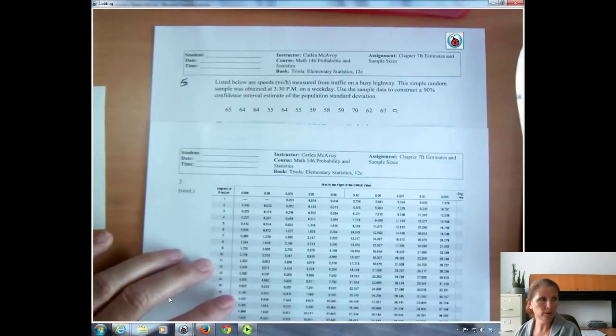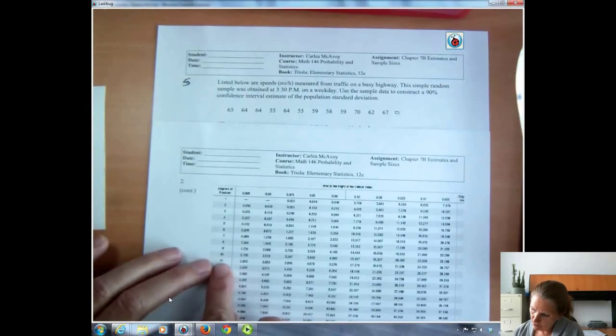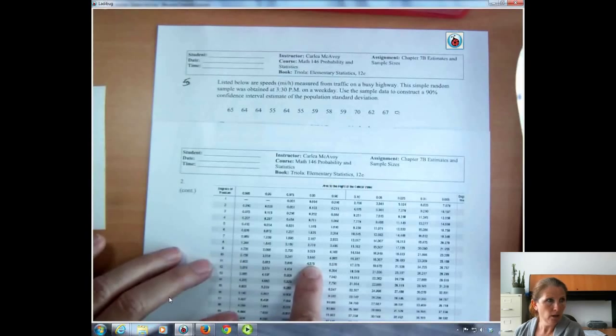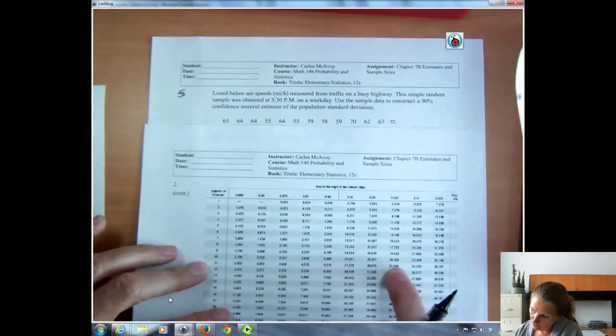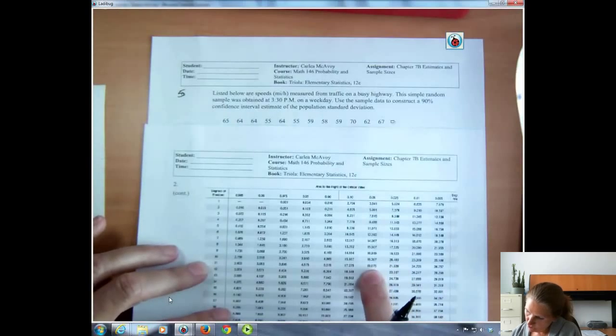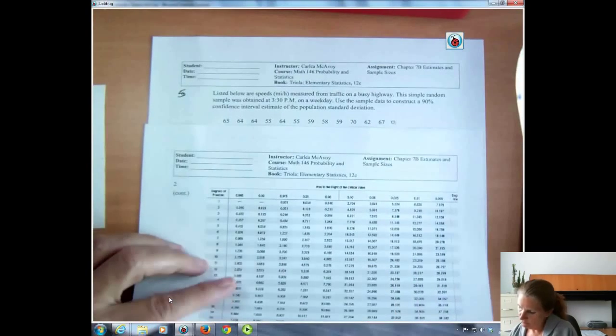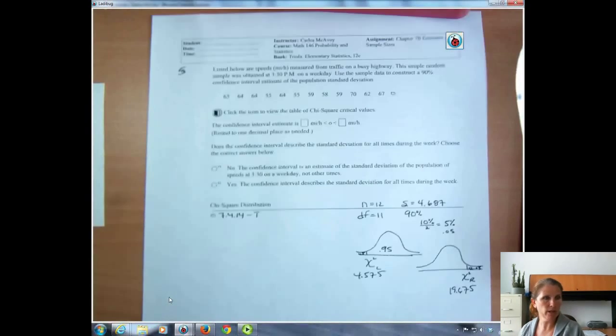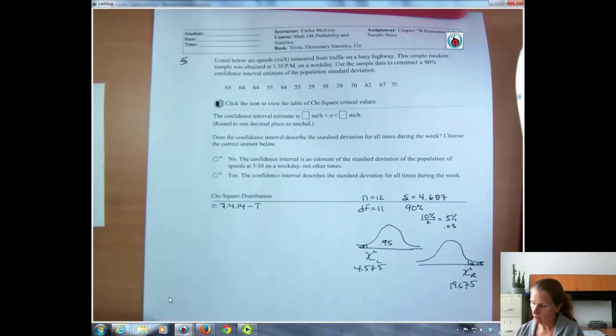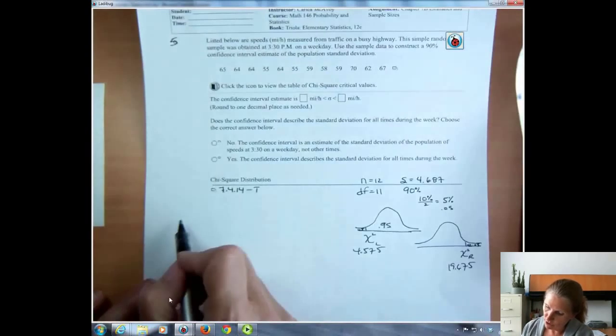So here's 11, and I have 0.95, which is over here, and then I have 4.575. And then I know I need to use 11 and 0.05, which is here, 19.675 for my right-hand value. So I got those 2 values by doing that. And then I'm going to go over here and put that in.